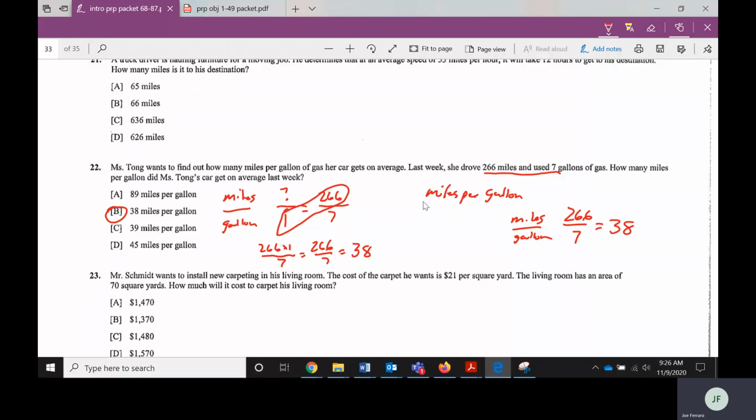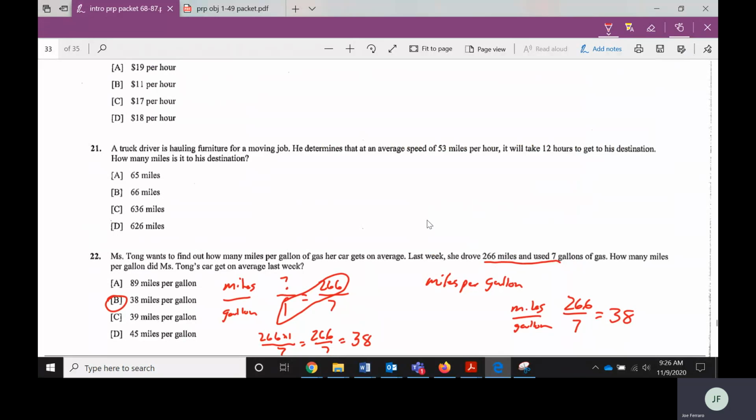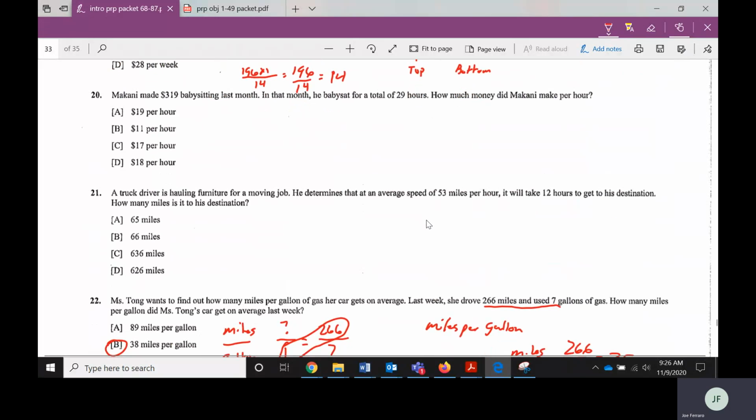Okay, next type of problem will be using a unit rate to find an answer. And these just end up being proportions is the easiest way to do it. So an example would be number 21. A truck driver is hauling furniture from a moving job. He determines that the average speed is 53 miles per hour. It will take 12 hours to get to his destination. How many miles?